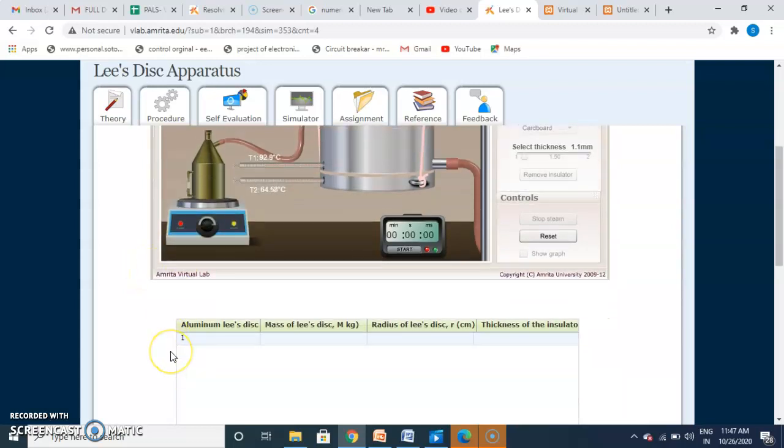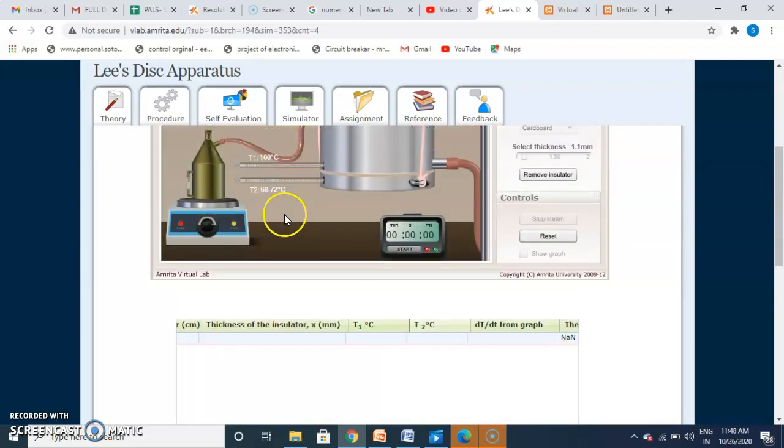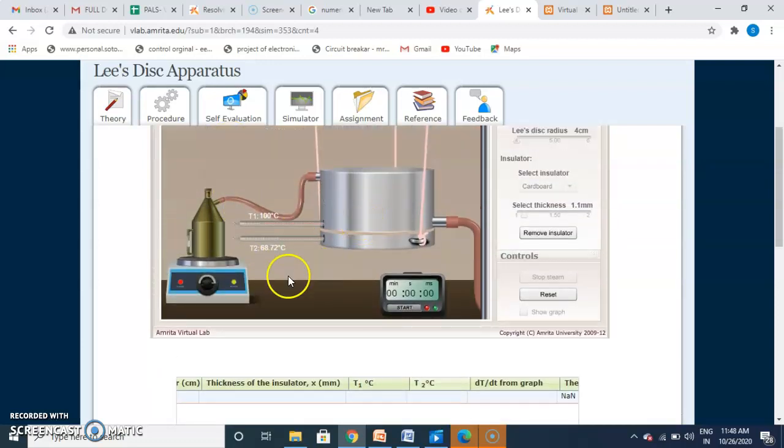Now, if you want, you can note everything: aluminium Lees disc, mass of the Lees disc, radius, thickness of the insulator, everything is given. T1, T2 in degrees Celsius, now we are going to note that. See, now the constant temperature is reached, and we have to note the temperature. T1 is 100 degrees Celsius, so you have to note 100 degrees Celsius over here. T2 is 68.72 degrees Celsius, and we have to note that here.